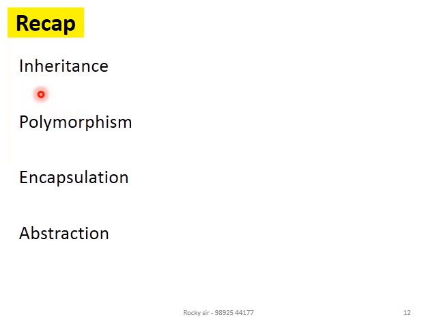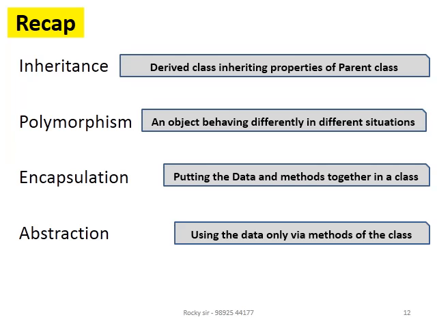We have viewed four properties. First, inheritance. Second, polymorphism. Third, encapsulation. And the fourth is abstraction. Let's recall its definitions quickly in 30 seconds. Yes, that's right. Inheritance means deriving properties from a parent. Polymorphism means behaving differently in different situations. Encapsulation means putting data and methods together. And abstraction means accessing the data only via the methods. You all are correct. Thank you very much.